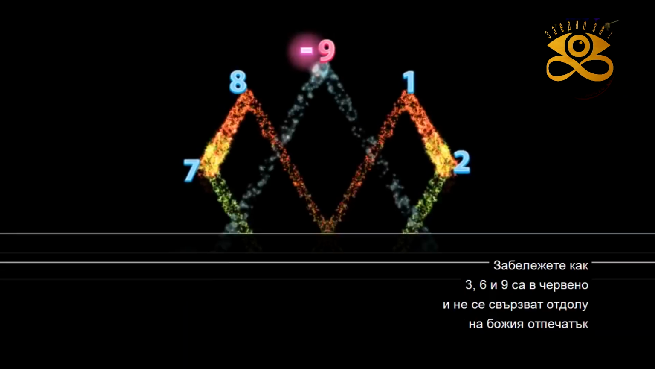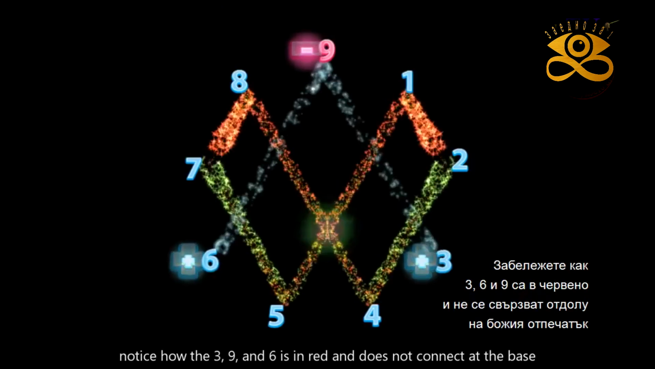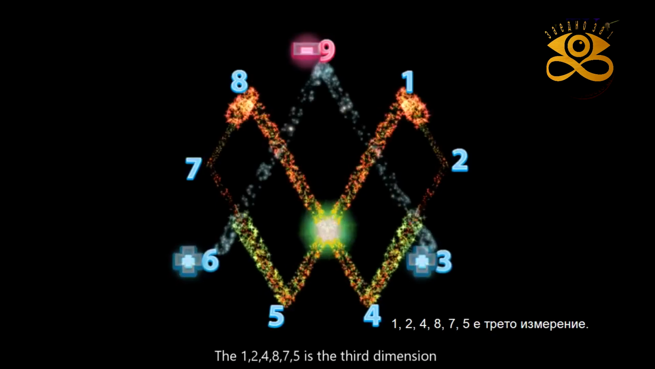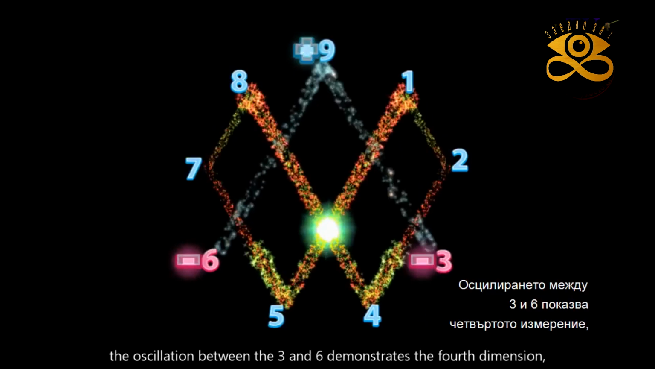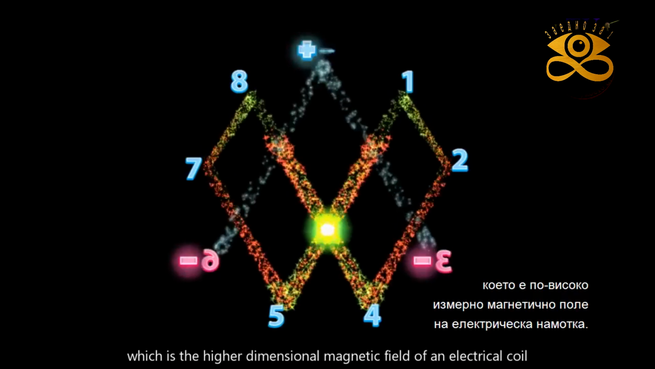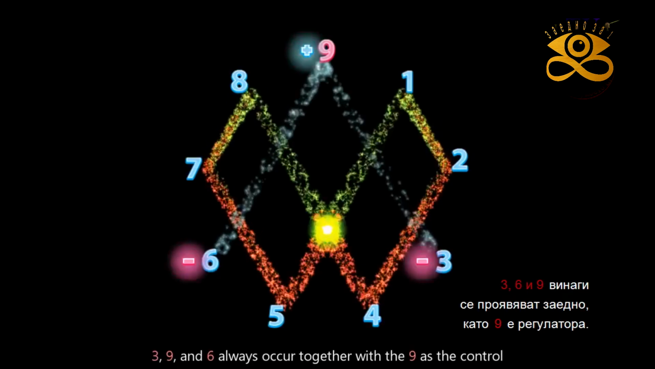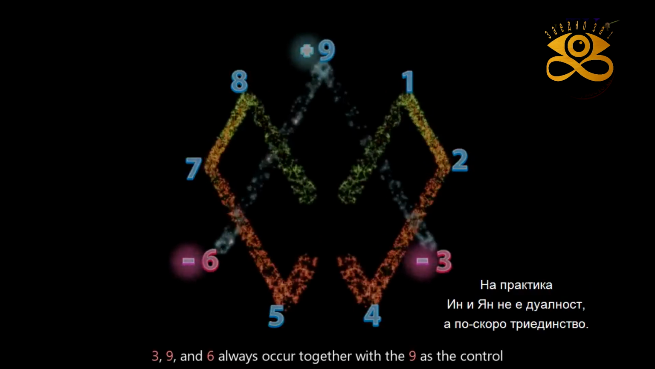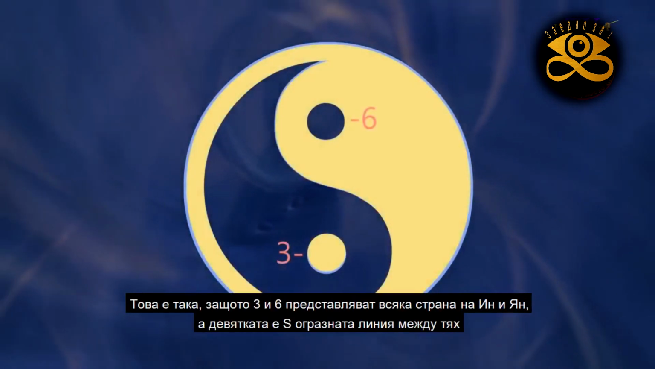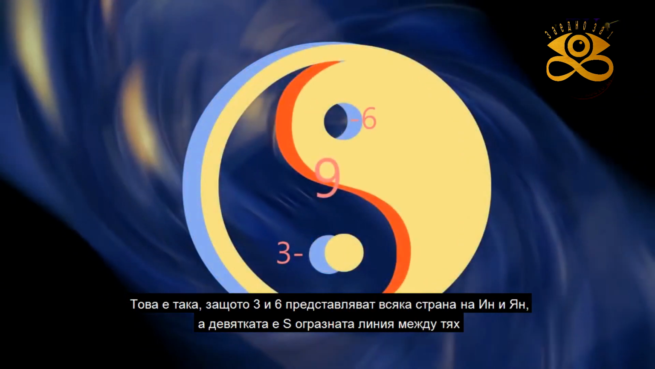On the mathematical fingerprint of God, notice how the 3, 9, and 6 are in red and do not connect at the base. This is because it is a vector. The 124875 is the third dimension, while the oscillation between the 3 and 6 demonstrates the fourth dimension, which is the higher dimensional magnetic field of an electrical coil. The 3, 9, and 6 always occur together, with 9 as the control. In fact, the yin and yang is not a duality, but rather a trinity. This is because the 3 and the 6 represent each side of the yin and the yang, and the 9 is the S-curve between them.